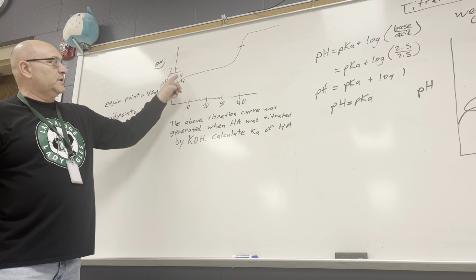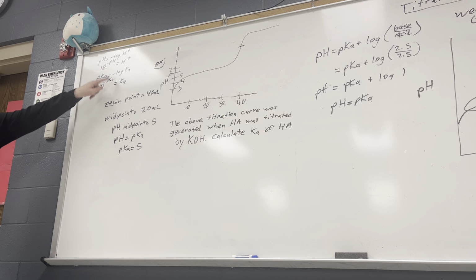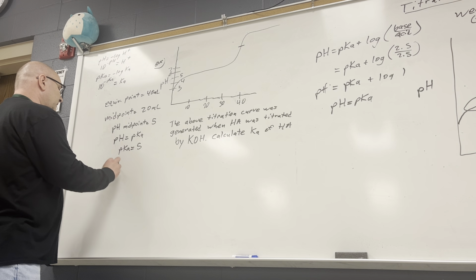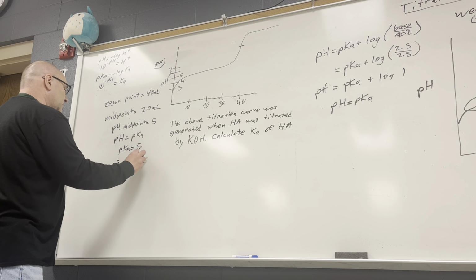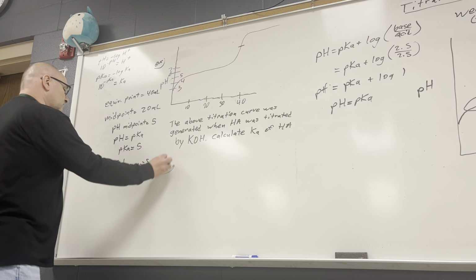And then, earlier this year, we know that pH is equal to negative log of H plus, and 10 to the negative pH is equal to H plus. So if pKa is negative log of Ka, then 10 to the negative pKa is going to equal Ka. Right, so it's that same equation. We'll need to use this equation. And then 10 to the negative 5 is 1 times 10 to the negative 5th, which is my Ka. And that's my answer.